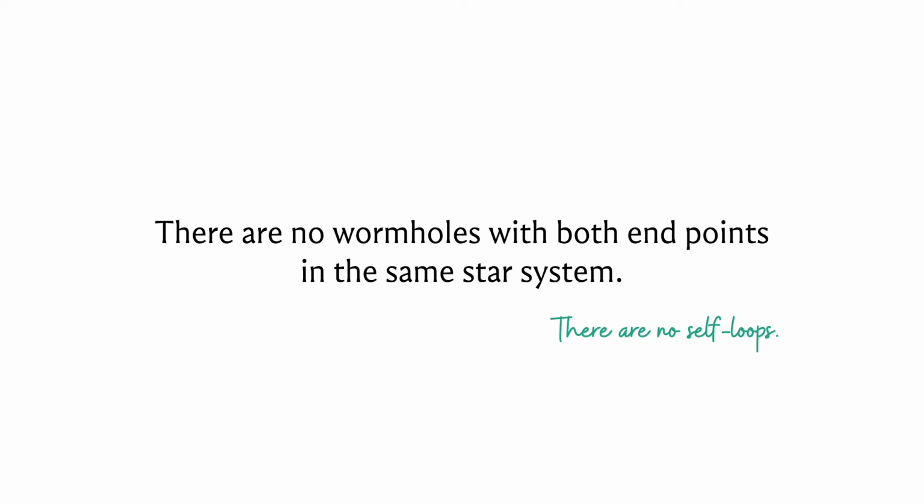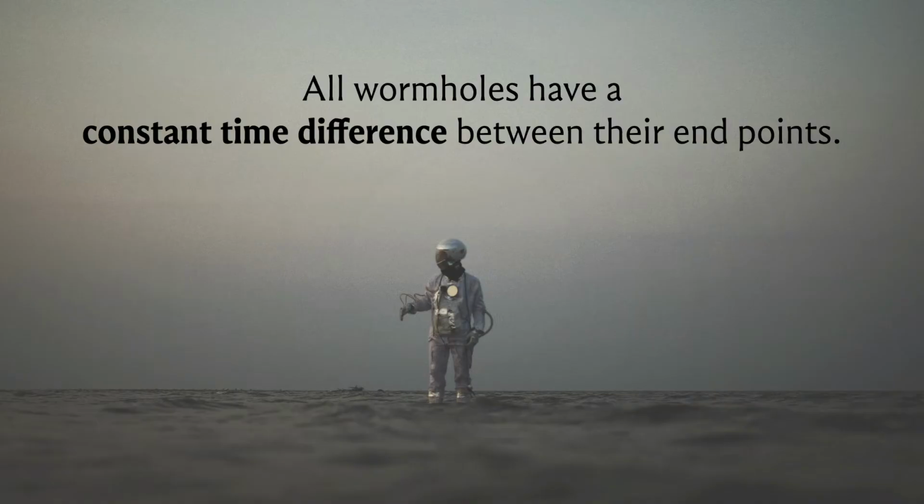So far, so good. There doesn't seem to be a whole lot of drama. Everything seems to fall in place nicely with our anticipated graph model. Let's look at the next property. So we are also told that all wormholes have a constant time difference between their endpoints. Let's elaborate on this a little bit further, because this is now beginning to sound possibly a bit confusing.